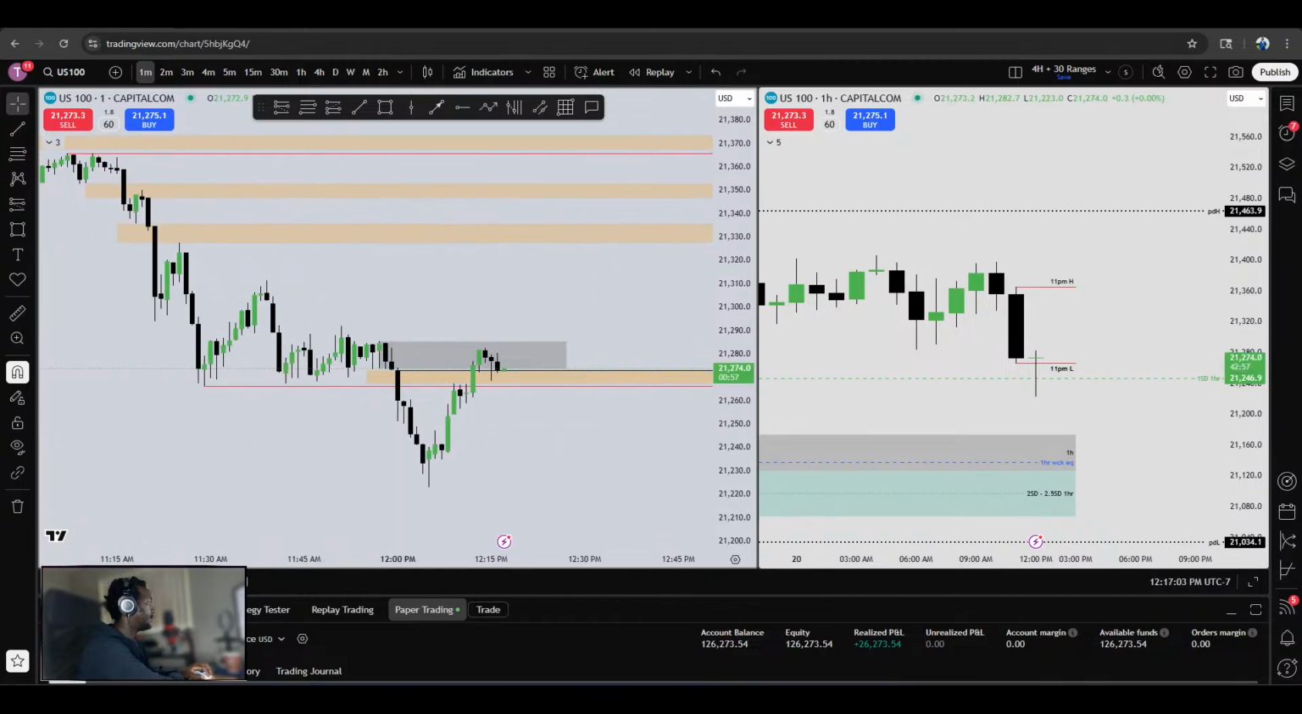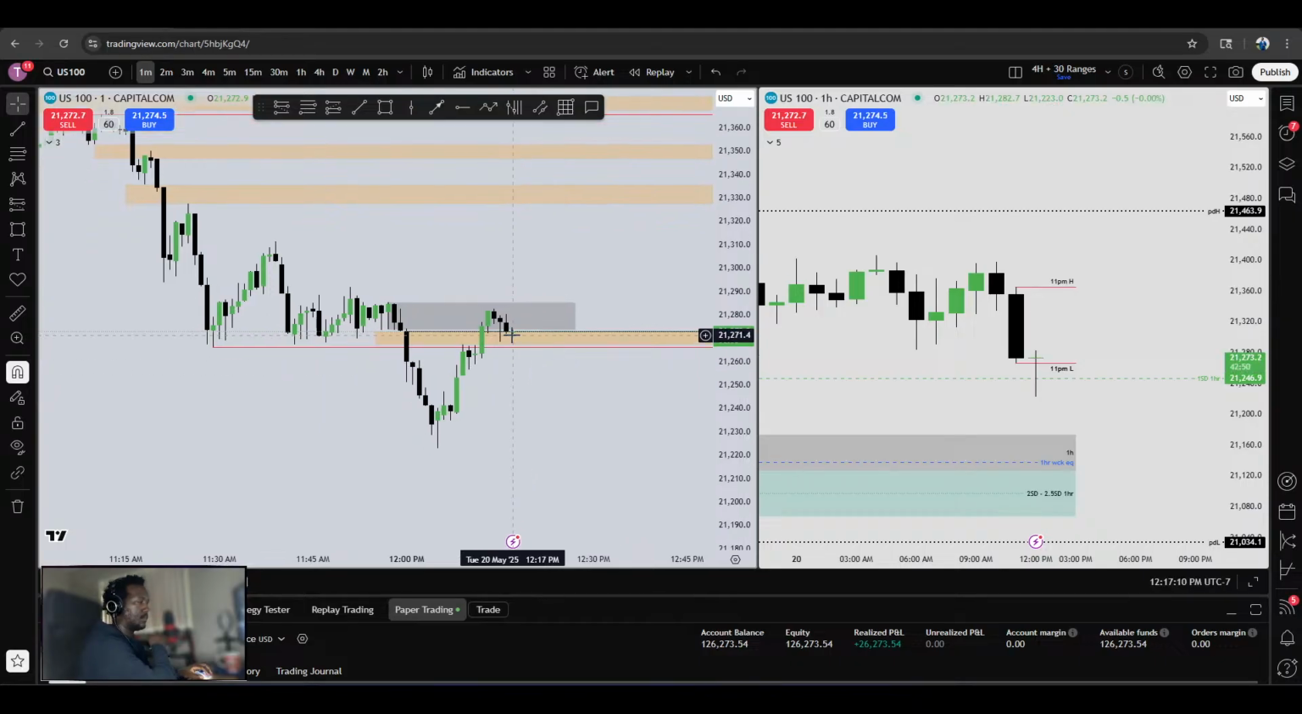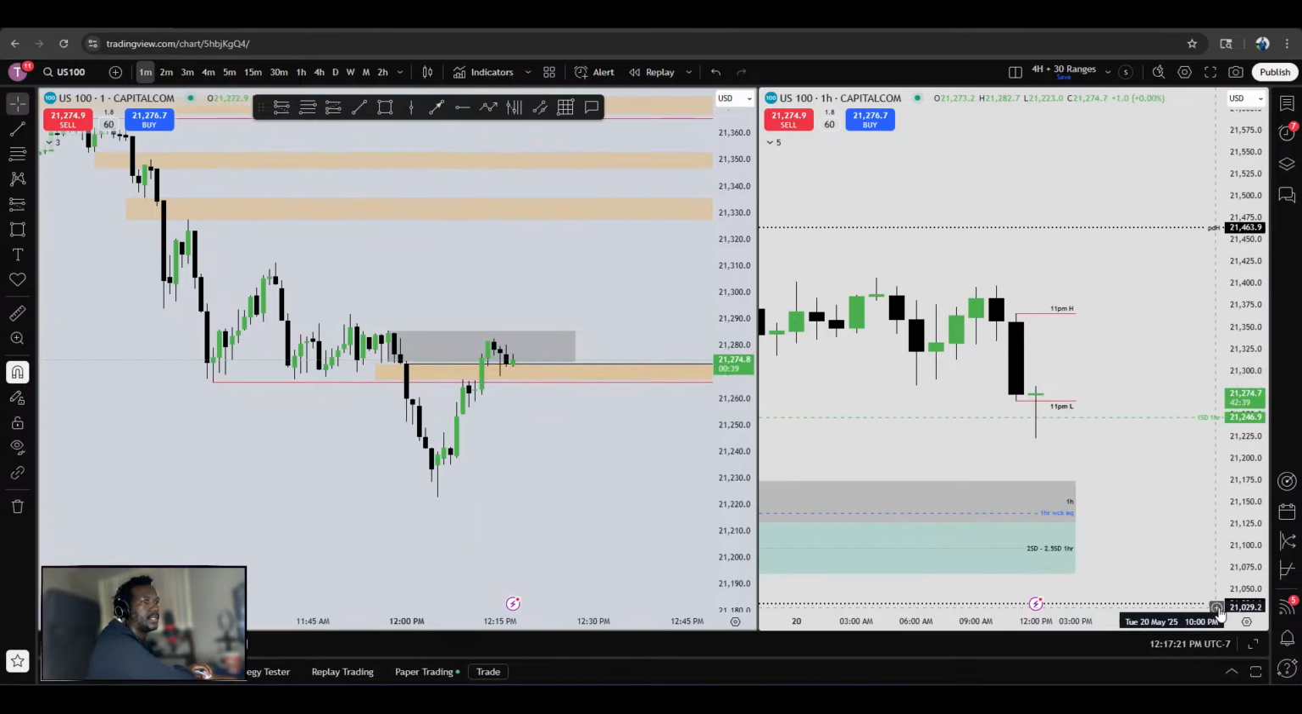Okay, we just keep waiting. Not everything is yet confirmed. I need to see a candle close above this. Excuse me. I don't need to show this right now. We're still not in a trade.